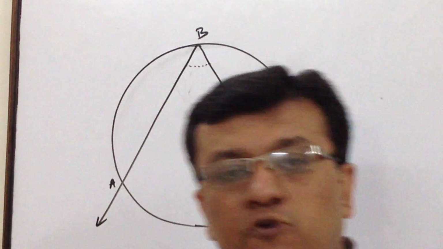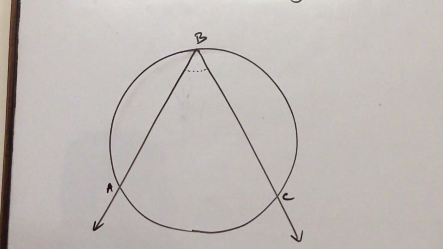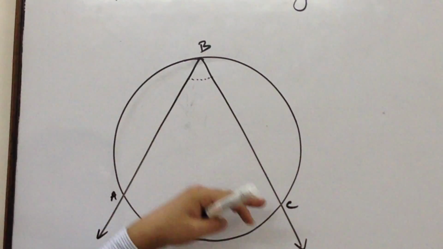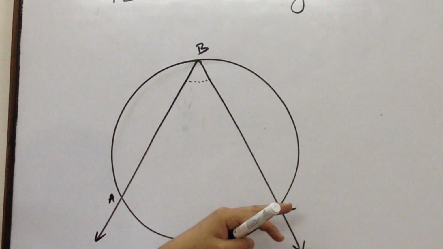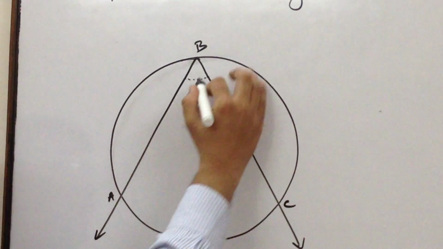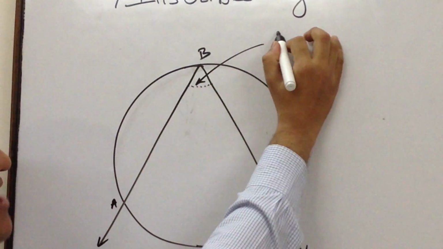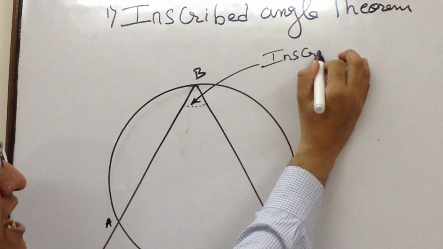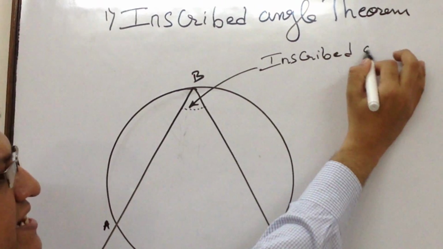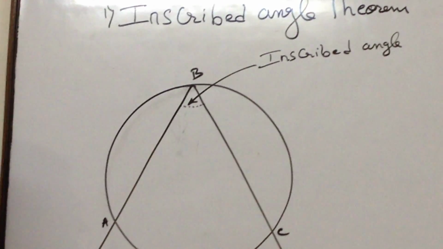I reiterate, what exactly is an inscribed angle? An angle so formed on the circumference of the circle is termed as an inscribed angle. Over here, angle ABC is an inscribed angle.